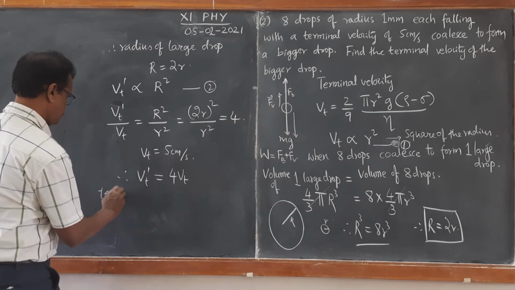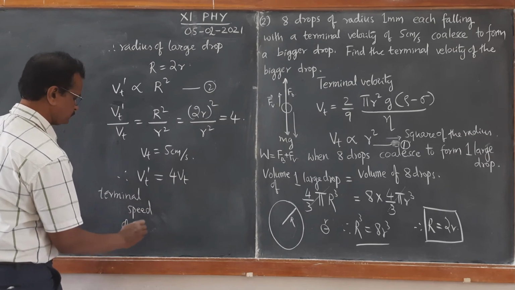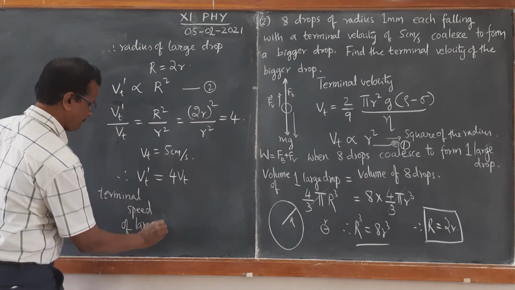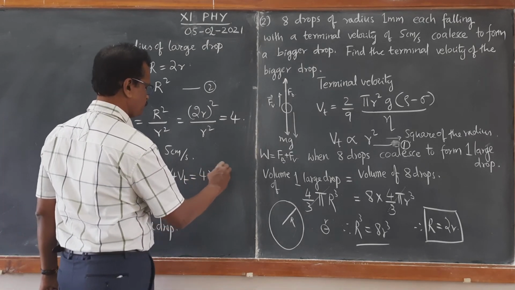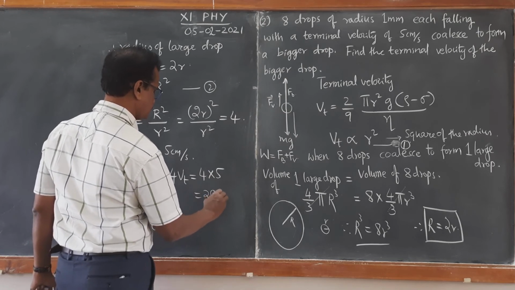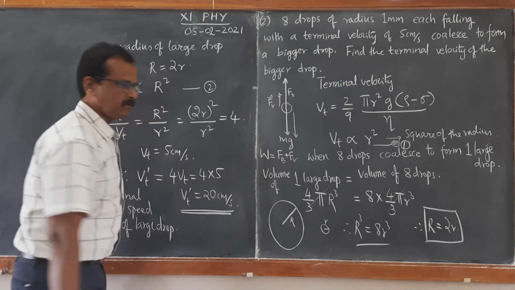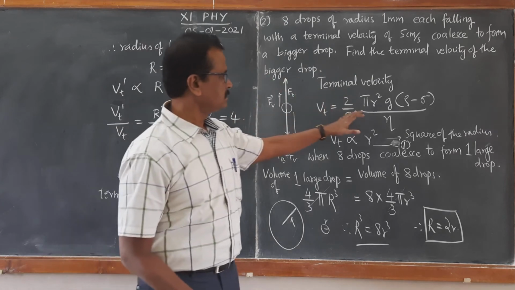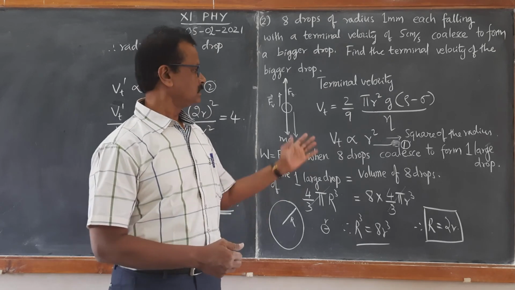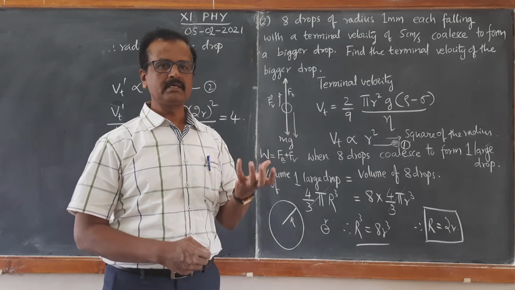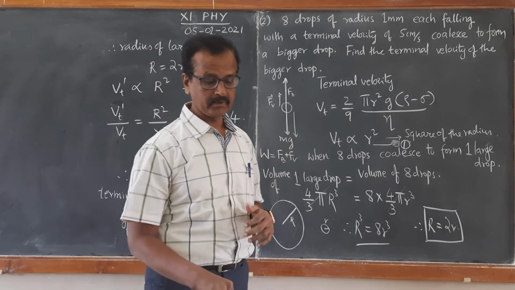This is the terminal speed of the large drop. So the terminal speed of the large drop is equal to 4 times Vt, 4 into 5, so it becomes 20 cm per second. That's how we can calculate the terminal speed of the large drop. It is quite evident that as the radius of the drop increases, the terminal speed also increases. If the radius of the drop decreases, the terminal speed decreases.